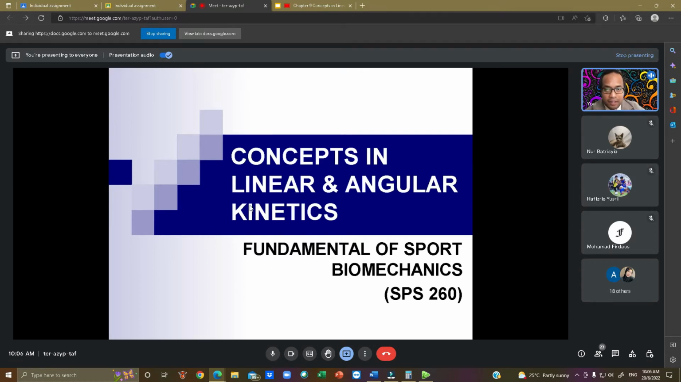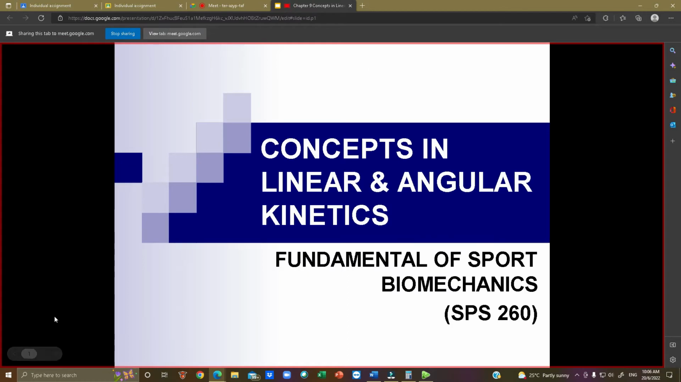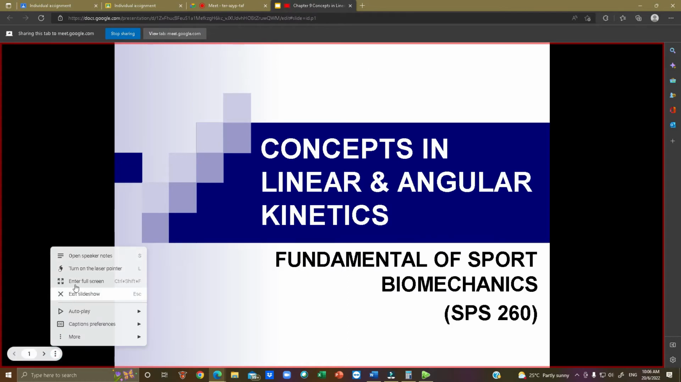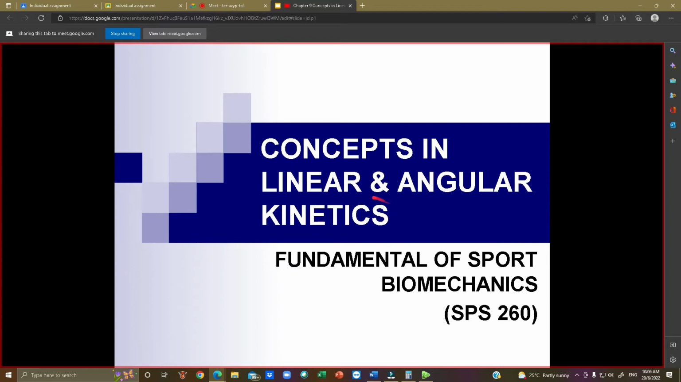Okay, and when we see kinetics here, this term is actually representing movement. Okay, bila kita nampak kinetic, maksudnya pergerakan, motion. Kinetic watch, a watch that is activated by motion. When we see kinetics, it talks about motion. So today we are going to discuss a bit about linear and angular kinetics: what happened kinetically, which results in movement.